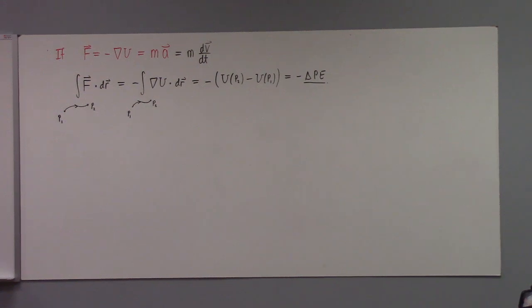PE for potential energy, right? It is weird though to use P and E for the name of a variable, right? Like we don't do that much. But PE is equal to U, all right?